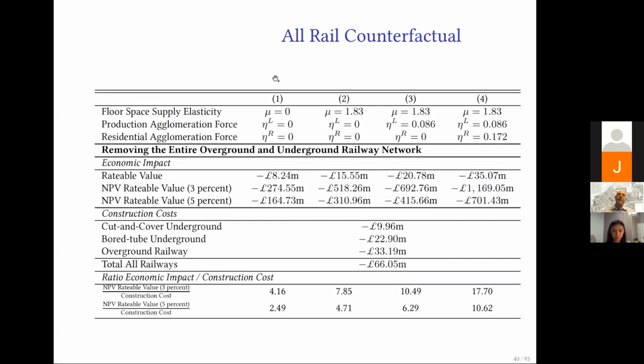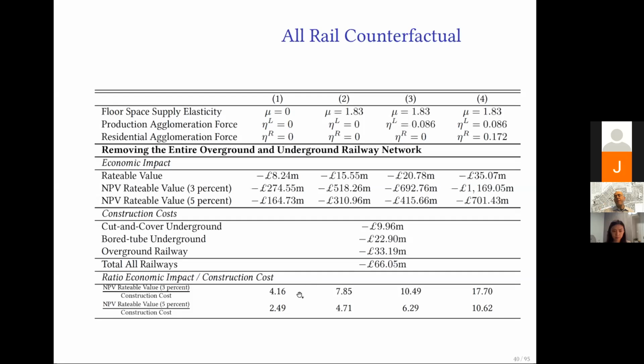Column 1 is exogenous supply of floor space, constant productivity and amenities. Column 2 allows the built environment to respond, endogenous supply of floor space. Columns 3 and 4 first introduce production agglomeration economies, and then in column 4, both sets of agglomeration economies. These are the implied changes in the net present values of the value of land and buildings. So these are the implied changes from removing the railway network, so they're all negative. These are the implied savings in construction costs if you didn't construct the railway network. So these are the estimates per mile multiplied by the number of miles of the relative type of railway line.